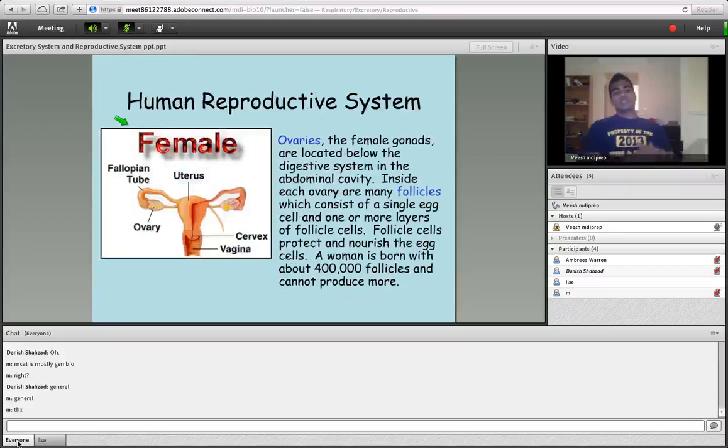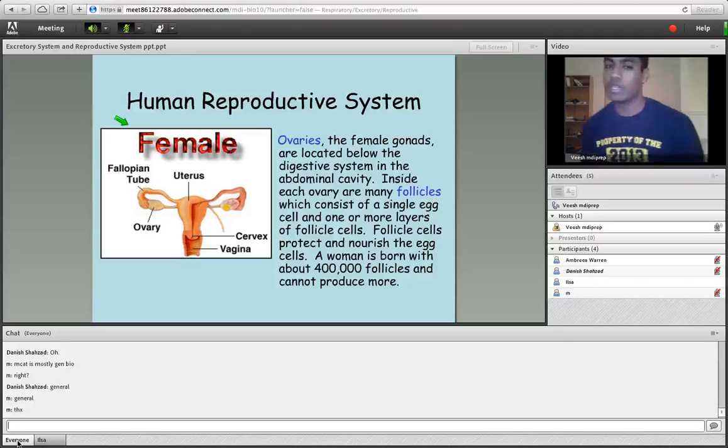All right, now let's talk about females. The female gonads are called ovaries, and those are located below the digestive system in the abdominal cavity. Inside each ovary, there are a bunch of different follicles. Each follicle contains a single egg cell and one or more layers of follicle cells. The follicle cells protect and nourish the egg cells.